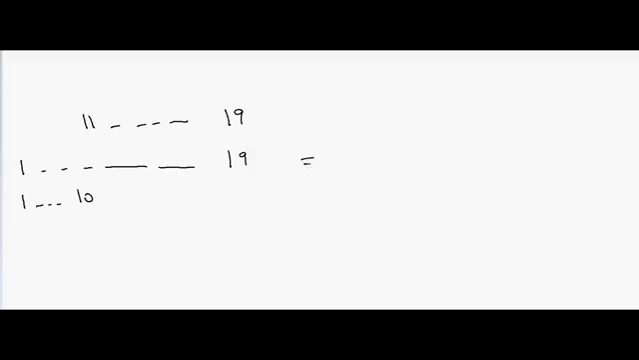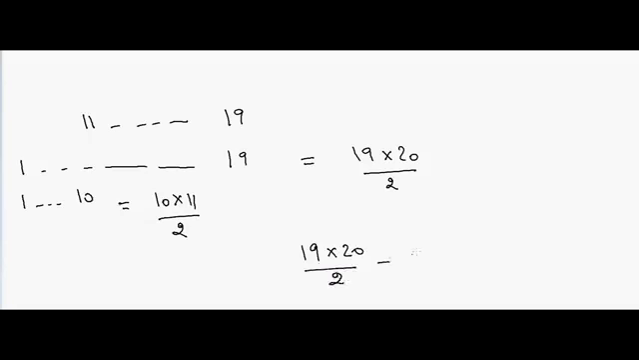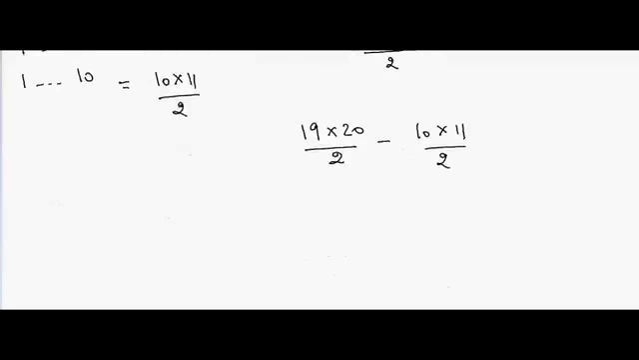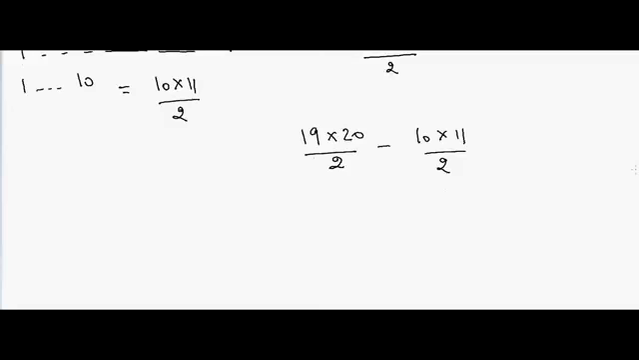So 1 to 19 will be equal to 19 into 20 divided by 2, and 1 to 10 will be equal to 10 into 11 divided by 2. So if I subtract both, that will be equal to 19 into 20 divided by 2 minus 10 into 11 divided by 2. So that's how I can do the addition in sequence which does not start from 1.